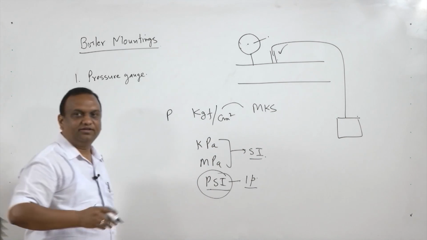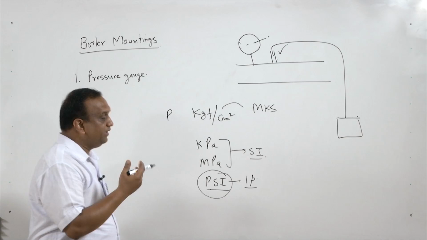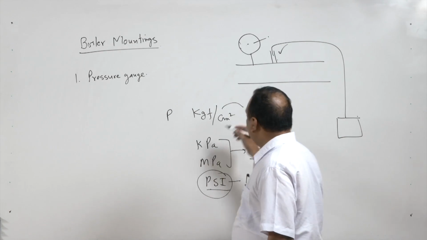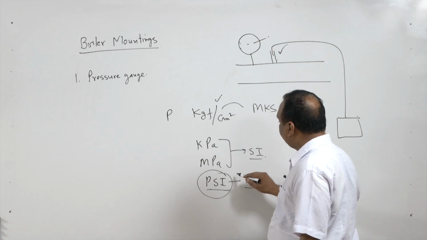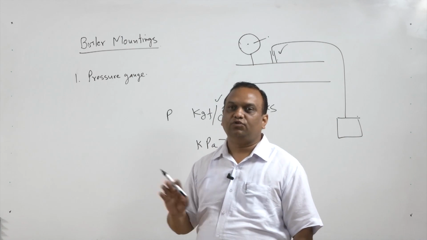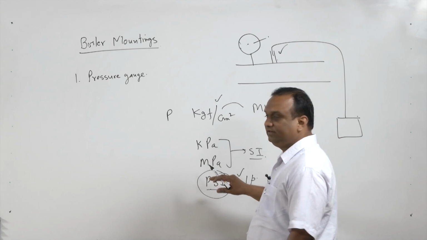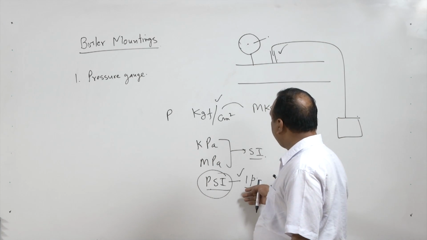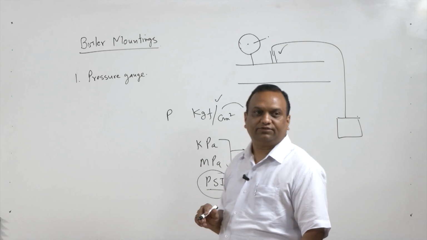But if you go to the industries, you will find that because these equipments were purchased maybe 30 or 40 years back, the pressure gauge display is in this unit and maybe pounds per square inch also. So you have to be very conversant with the units, the conversion from the MKS system to the SI system and the IP system to the SI system.